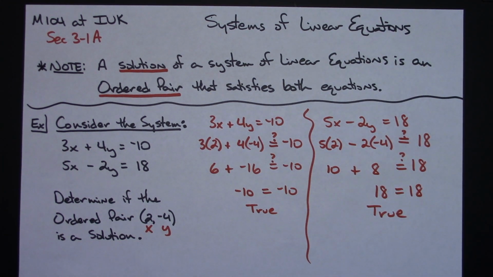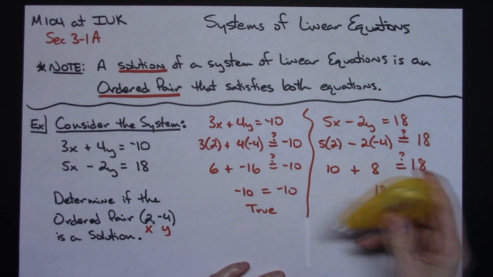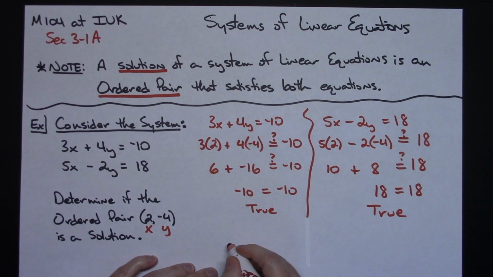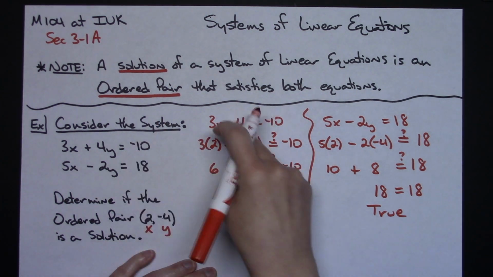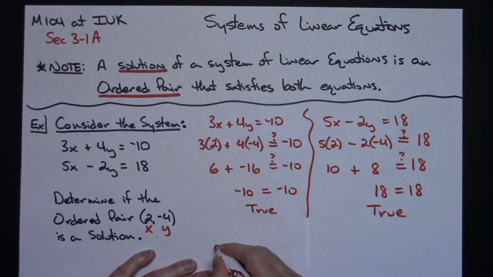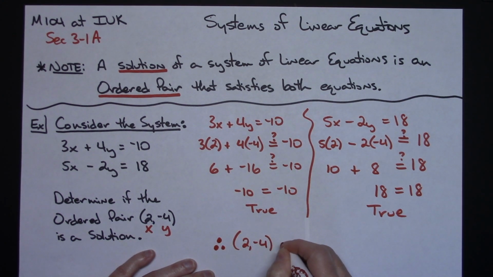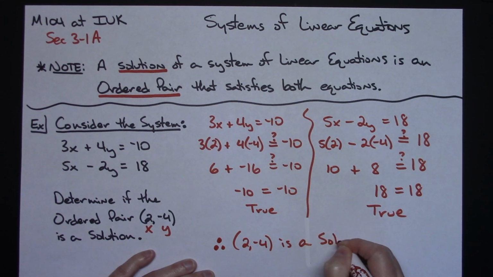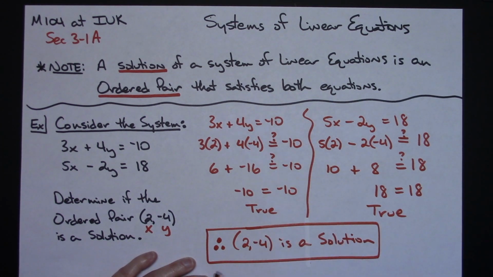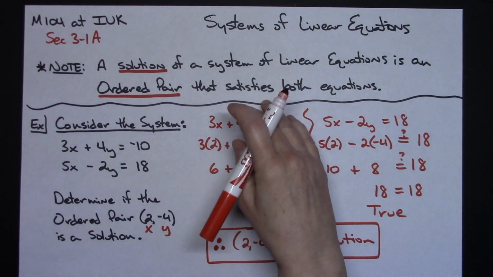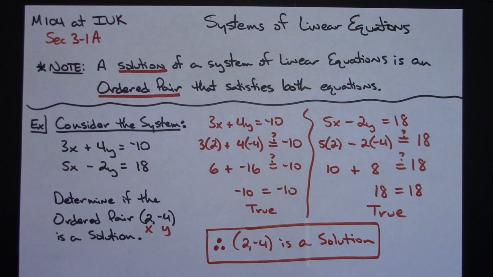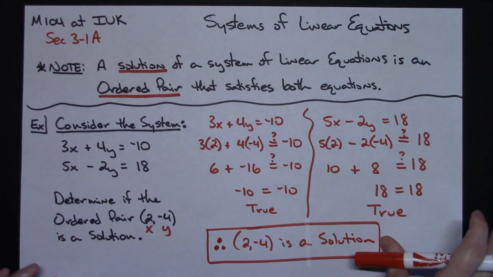Okay, so from there, let's shorten this up a little bit so I can write a therefore statement, a conclusion here. So because this ordered pair works in both of the equations to make them true, I can conclude, therefore, that the ordered pair 2, -4 is a solution to this system. Alright, I can draw that conclusion. If you would have worked this out and it would not have worked in the first one, or it wouldn't have worked in the second one, then it would not have been a solution. But since I plugged it in and it worked, then it is a solution for this system.